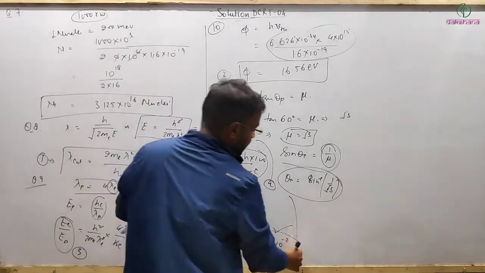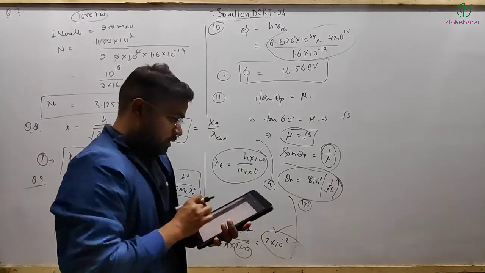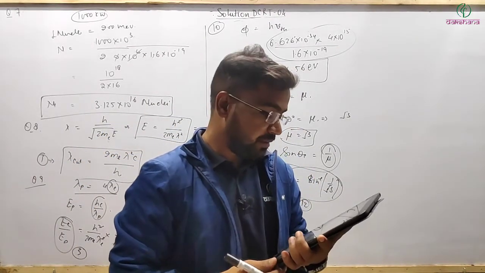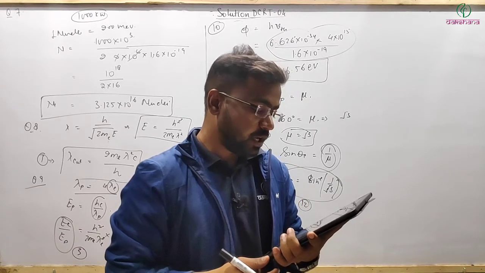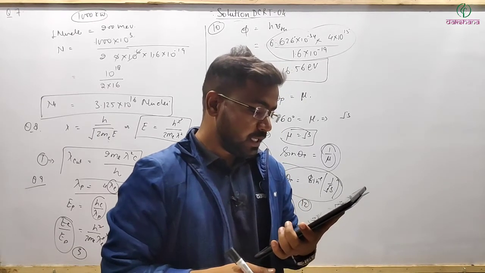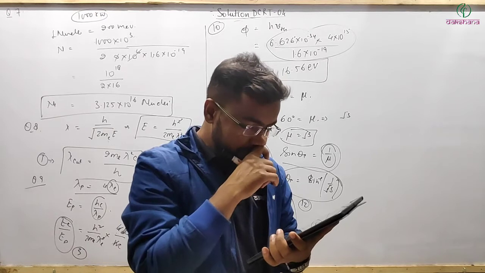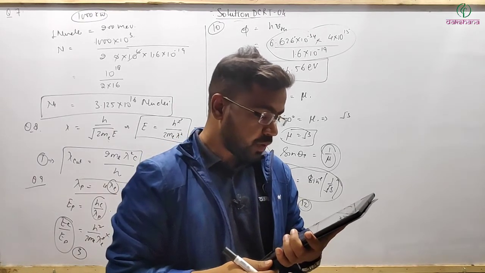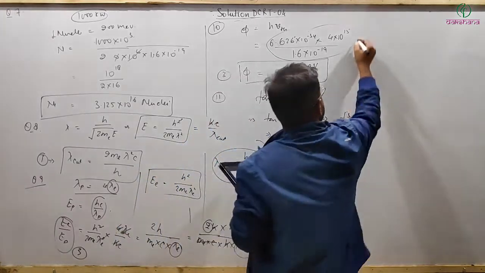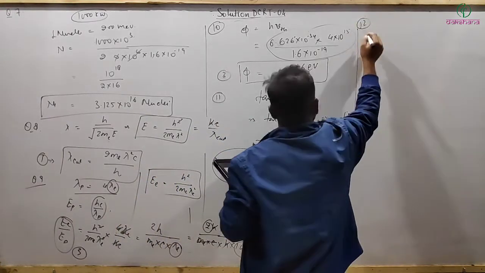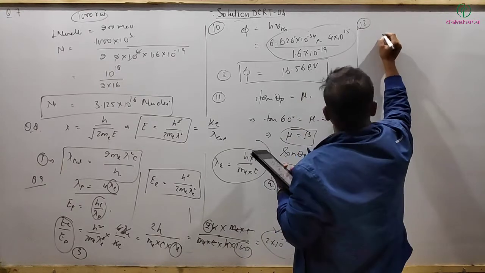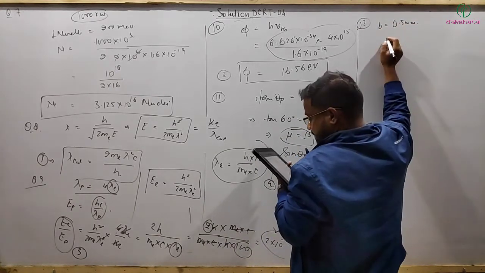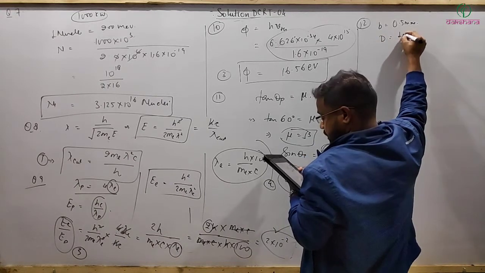Next question number 12. Here it's saying a single slit of width 0.5 mm, distance of the screen from the slit is 1 meter. A second maxima in diffraction pattern is at a distance of 2 mm from the center. What is the wavelength of the light? Let me solve it here. So here they have given a single slit of width, let's say b is equal to 0.5 mm. Distance of the screen from the slit, capital D, is given as 1 meter.